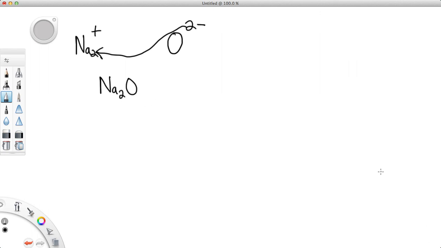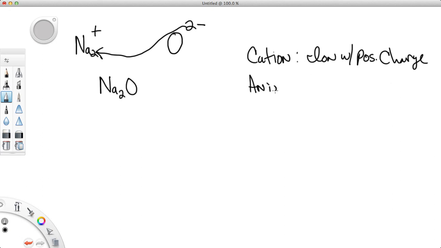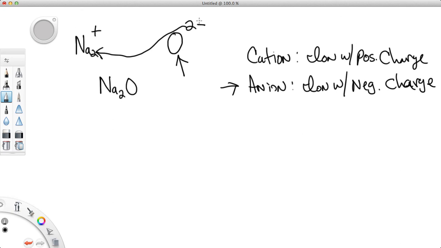Now sometimes in chemistry we deal with anions and cations. Remember, a cation is an ion with a positive charge. And an anion is an ion with a negative charge. Most of these are considered anions, but sometimes we have anions that have more than one element. For example, this right here is just oxide. It's oxygen that has gained 2 electrons, so that is an anion, but it is a monatomic anion.